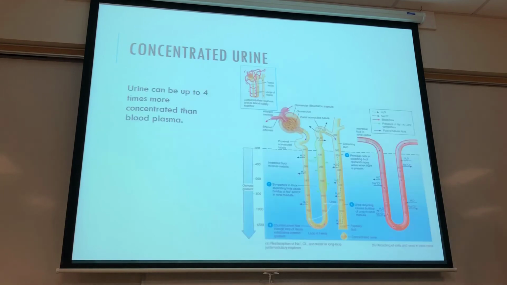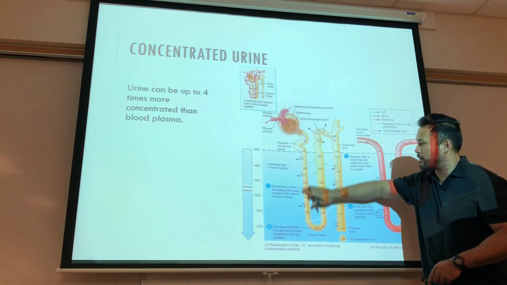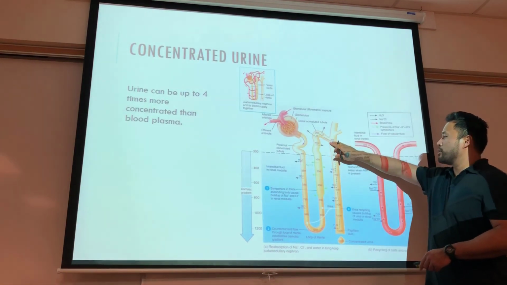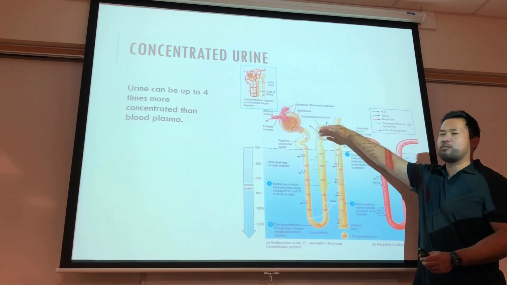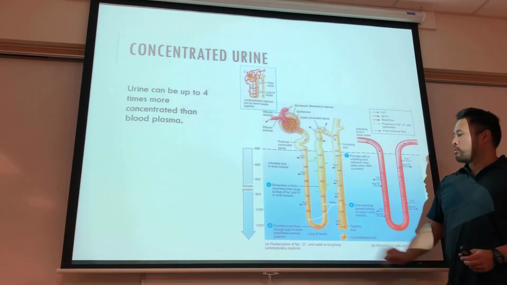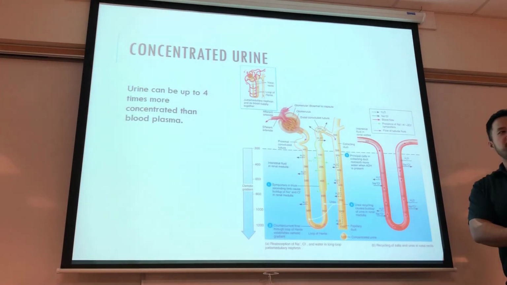That's what's going to make its way down the PCT, down the loop, down the distal convoluted tubule, back down over here. If we cannot reabsorb it fast enough because we have so much of it, we end up peeing it out. And now let me go back to diabetes mellitus.